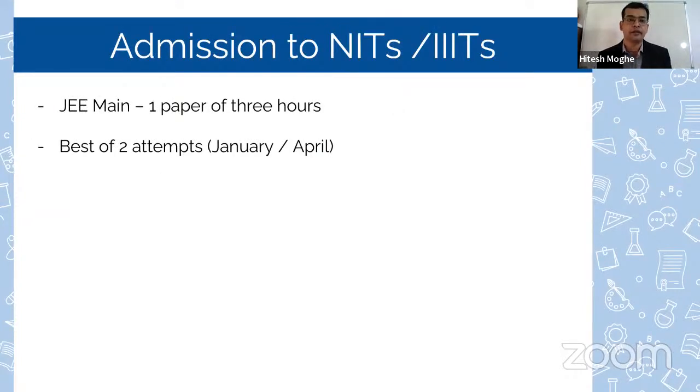If I talk about JEE Main, it's 1 paper of 3 hours, but there are 2 attempts. One is just before your 12th standard board exam, in January of 12th standard, and one is just after your 12th standard board exam, in April. This year it got delayed because of the COVID situation, but otherwise the first attempt is in January and the second in April. Whichever is your best score will be considered for your final ranking.